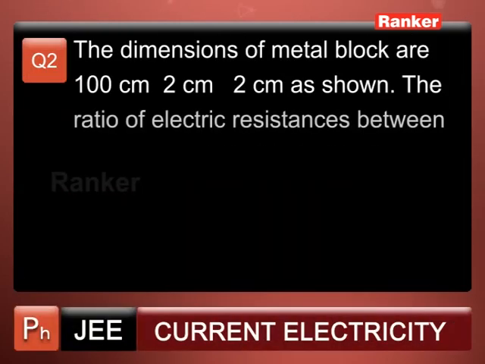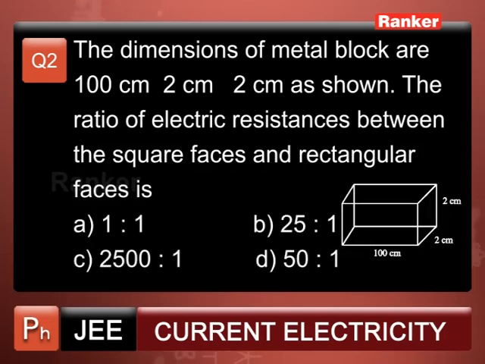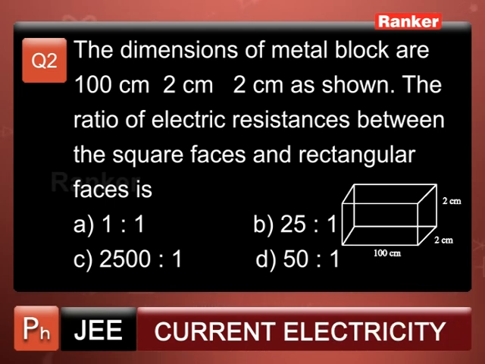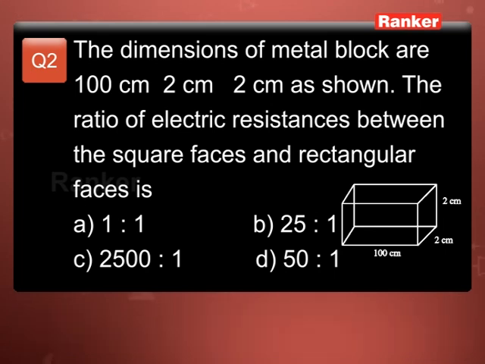Let us check the next number here. The dimensions of a metal block are given as 100 centimeter by 2 centimeter by 2 centimeter as shown. The ratio of electric resistances between the square faces and rectangular faces is, recollect once again, square faces and rectangular faces, that ratio of resistances we just want. The options are given this way: 1:1, 25:1, 2500:1 and 50:1. There is a small figure given for that, I just draw that one.